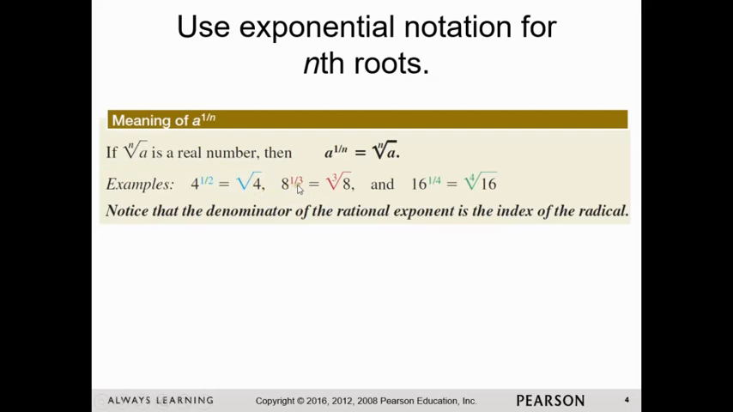So here we have 8 to the third. Notice that the 3 becomes the index of the radical expression. So we're actually taking the cube root of 8. And here we have 16 to the fourth. We'll notice again the denominator of the fractional exponent becomes the index of the radical. And that's what it says here. Notice the denominator of the rational exponent is the index of the radical.